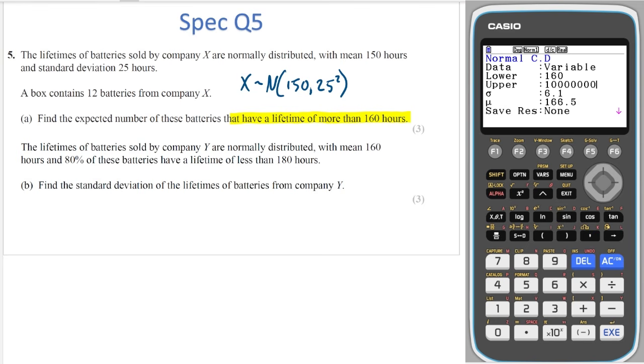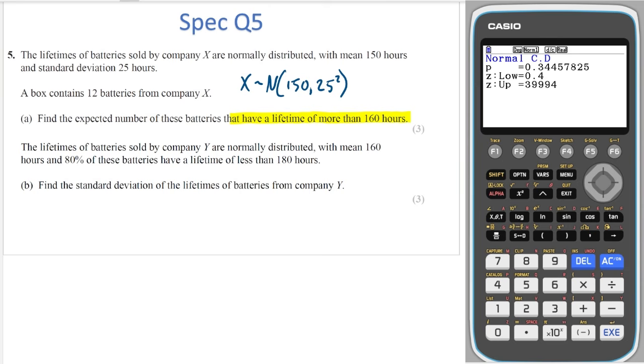And if we were doing this the other way and we were trying to work out less than 160, then we would put 160 as the upper and we would choose an arbitrary small negative number, like so. But in this case we are going greater than, so we do 160 as the lower and we do an arbitrary large number as the upper. Sigma we use 25 and mu we use 150.